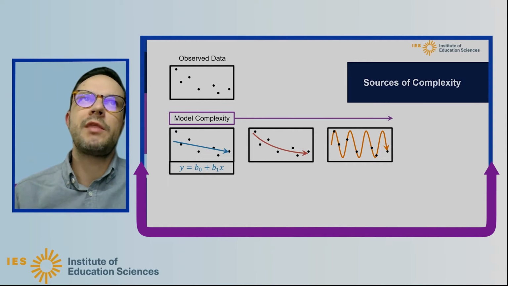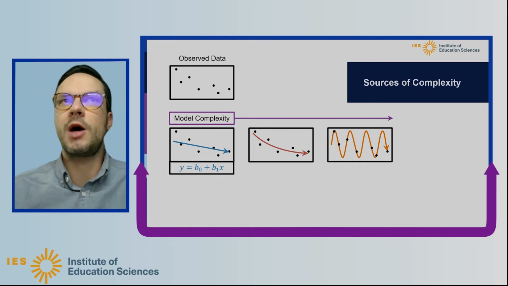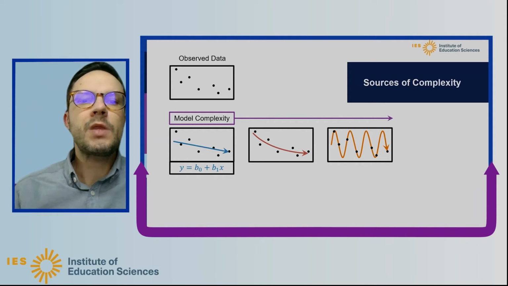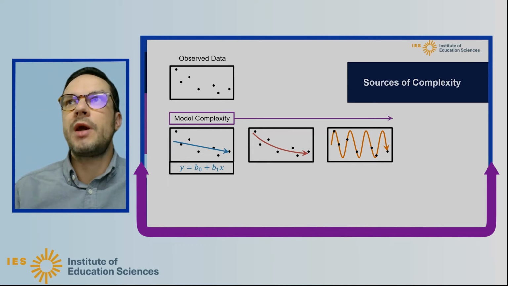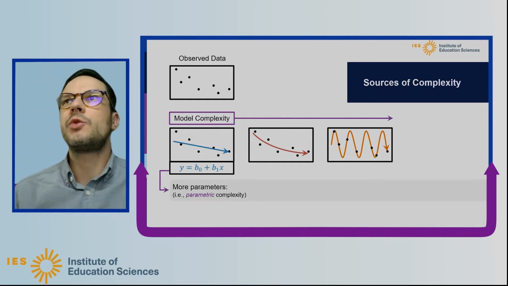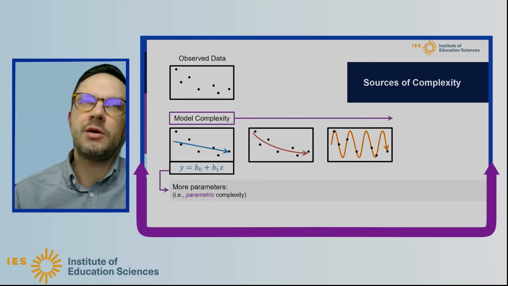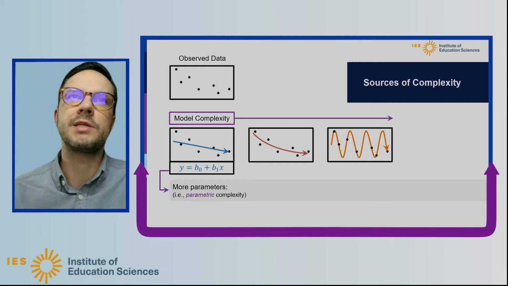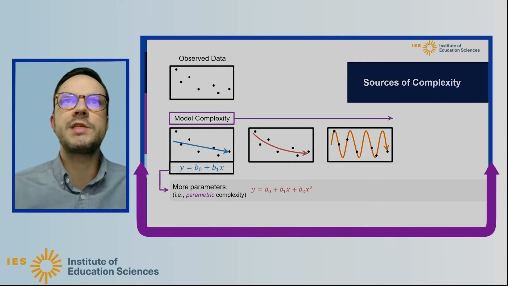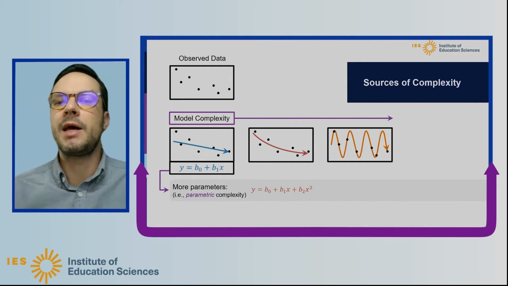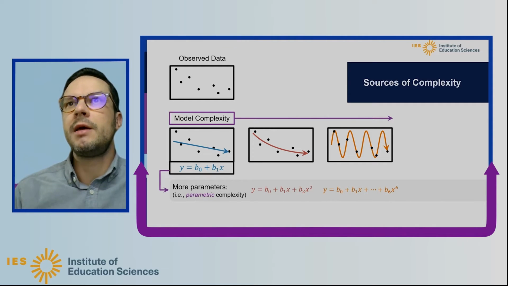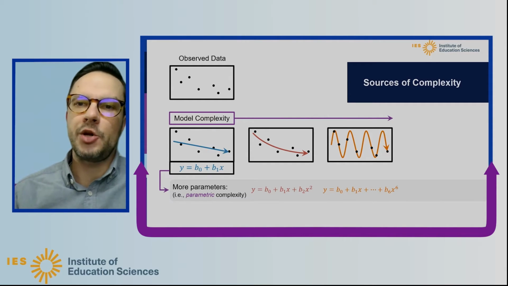We can model it with y equals b0 plus b1x. We have an intercept term and a slope coefficient, just two parameters. And so we could increase the complexity of this model by adding more parameters, which we might call parametric complexity. The figure in the middle, for example, might be obtained by adding a squared term. The figure all the way to the right might be found by adding a higher order polynomial.